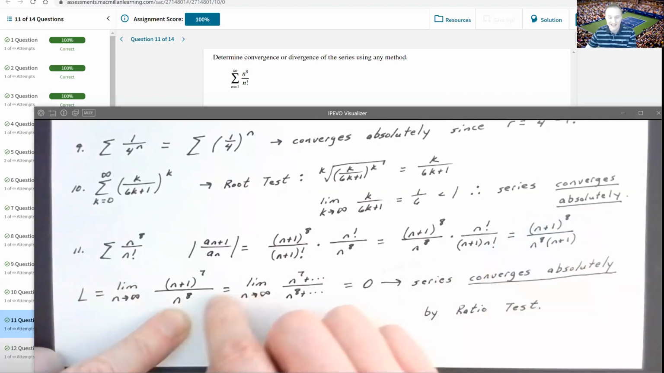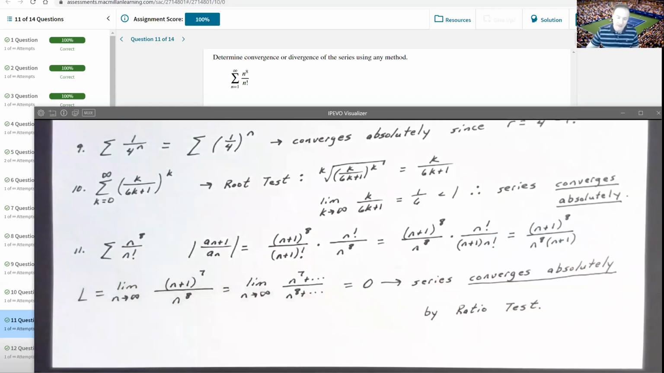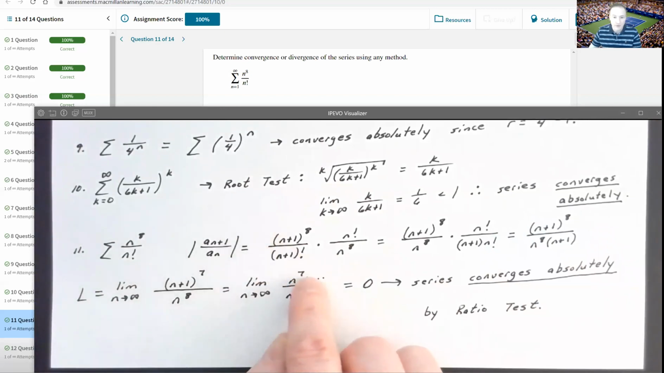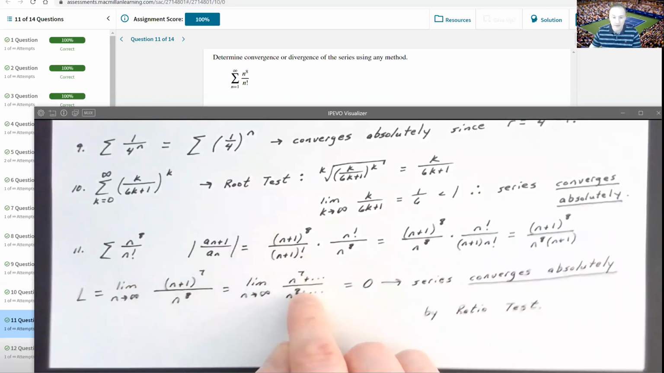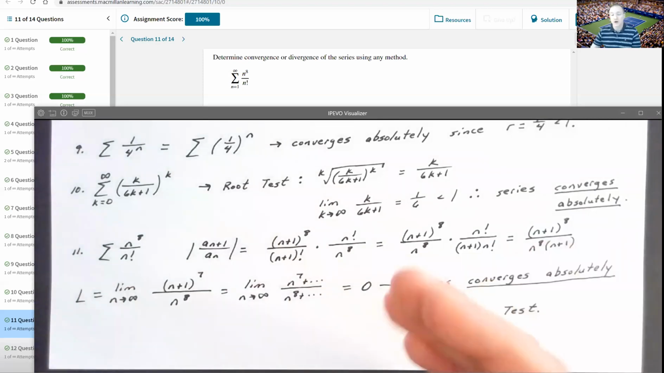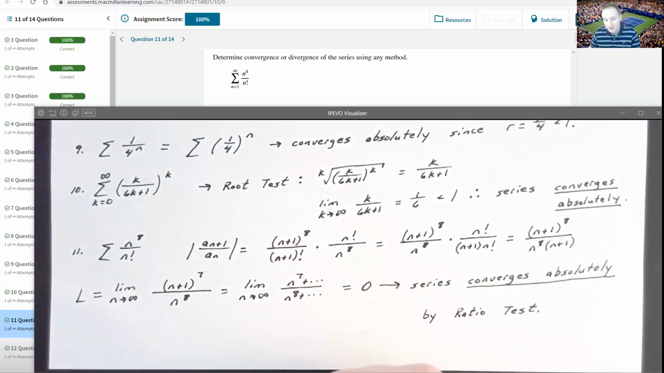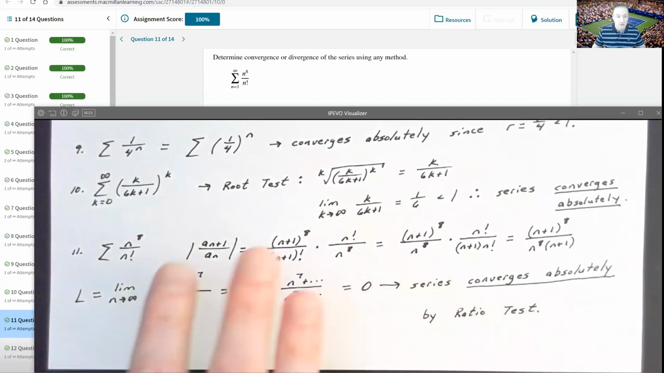My denominator is n to the 8th, but the limiting value of my ratio test is going to be the limit as n approaches infinity of that expression, which I can see is going to be a polynomial of degree 7 in the numerator and a polynomial of degree 8 in the denominator. This is conclusive evidence that your denominator is infinitely greater than the size of your numerator. This fraction is going to reduce down to 0. And so anytime your ratio test gives an answer less than 1, you're supposed to remember that's conclusive evidence that this converges absolutely by the ratio test.